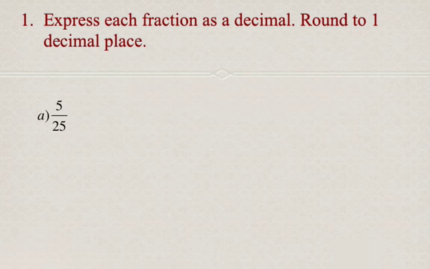And the way you do this is take your calculator, divide the numerator by the denominator, so you put in 5 divided by 25, and you get an answer of 0.2. And so you don't need to round it because it's exactly 0.2.